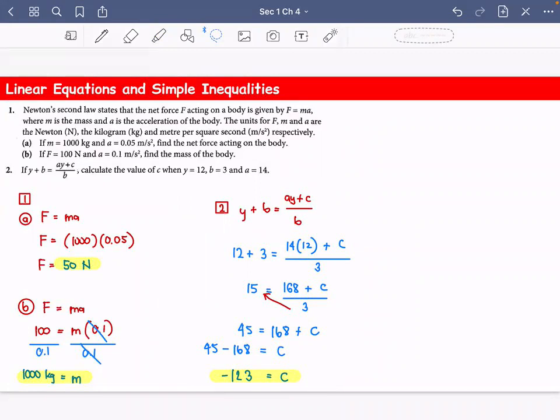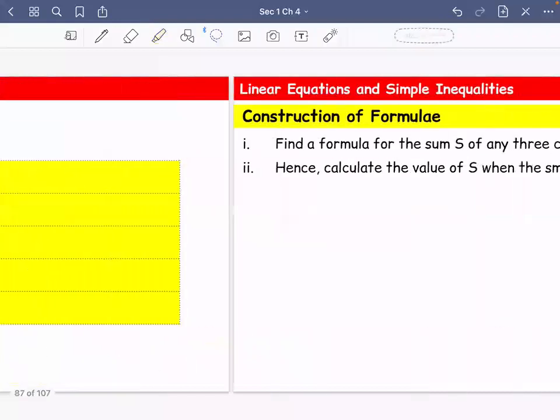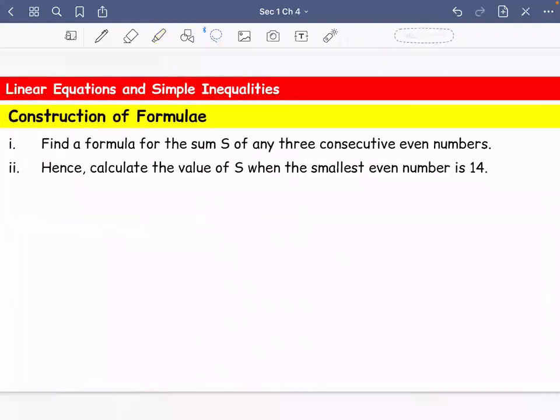And then the last one for today. We go to the next page, page 137. On page 137, we're just going to construct some formulas. It's basically translating words to equations again, just like before. For the first one, find a formula for the sum of any three consecutive even numbers.